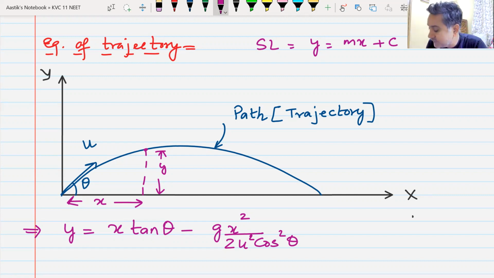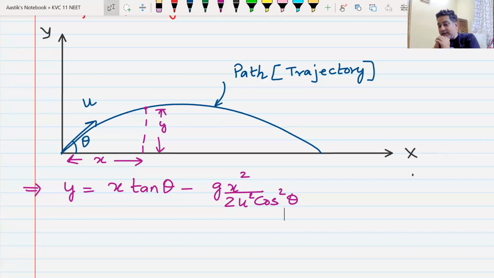This basically is giving me the relation between x and y. If I know x, I can calculate y. If I know y, I can calculate x. Do we understand this? This equation of trajectory is nothing but it is telling me the relation between x and y. I'll give you a minute to note it down.